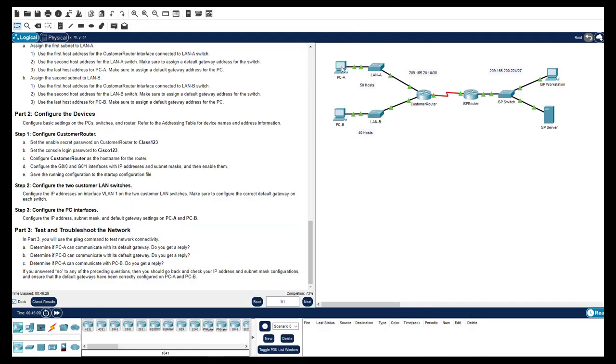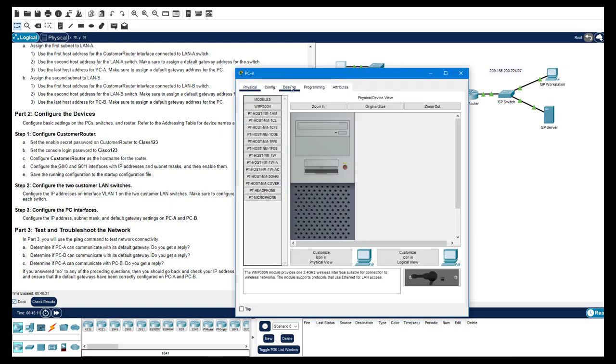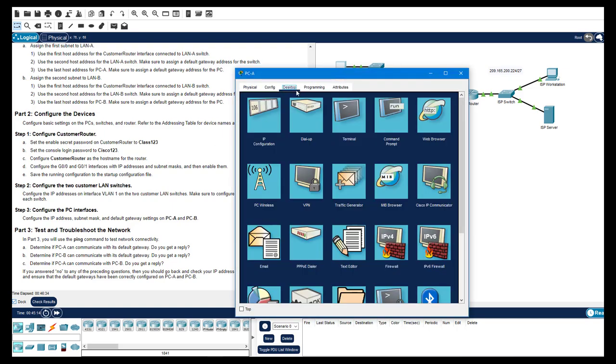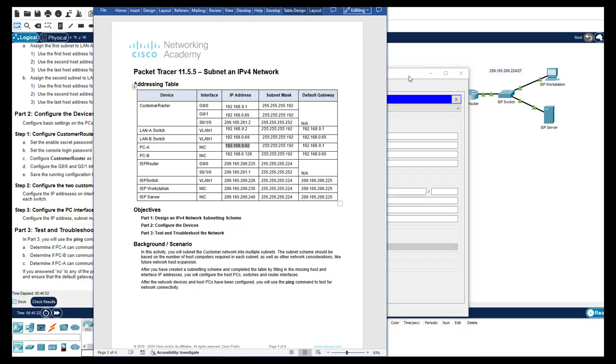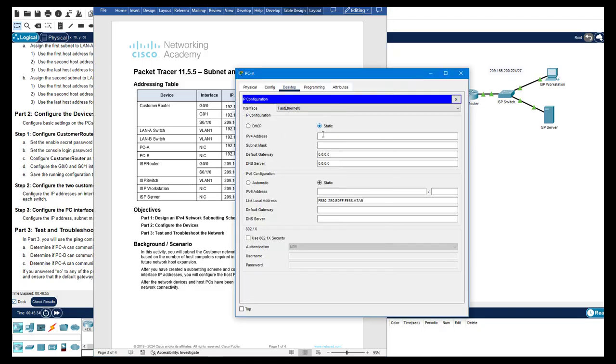Now the PCs have to be configured with their information. So PCA and LAN A, that one got the last usable host address in the subnet. So we go to desktop IP configuration, 192.168.0.62. Well, this is going to be a static address. The subnet mask will auto-populate, but it's going to be a classful mask. We've got to change that because we're subnetting. That's going to be .192 there. And make sure to put in the default gateway information, which is going to be .1. The customer router is the default gateway.